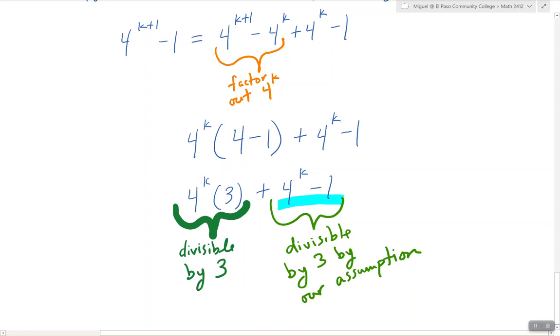And that's the whole thing, right? That's the whole expression. Up here, we were not able to say that, not by assumption, because this is not 4 to the k, right? This is 4 to the k plus 1. So that's why we still have to break it down.